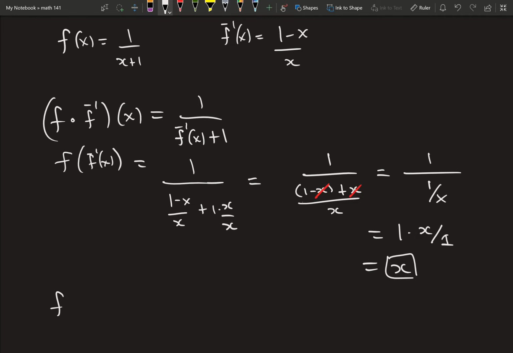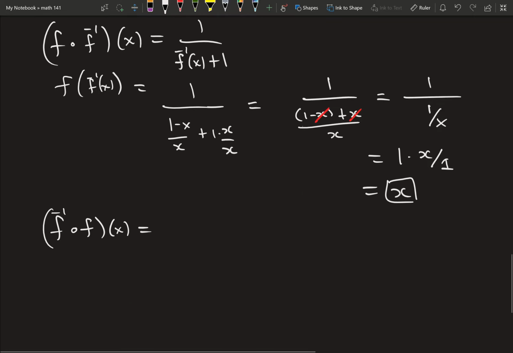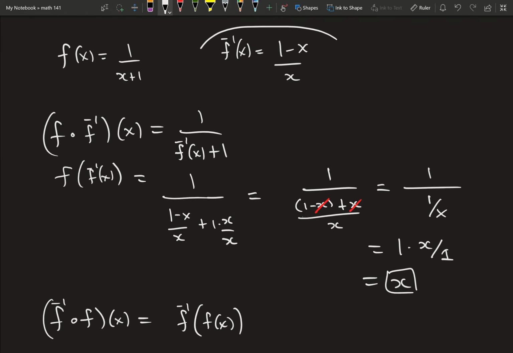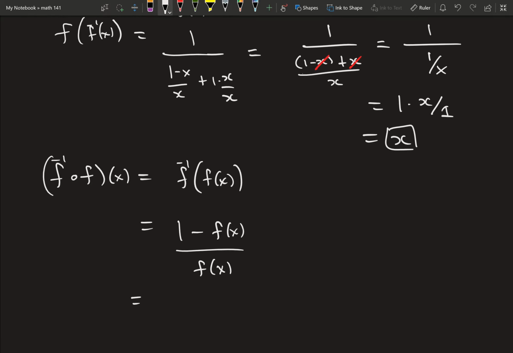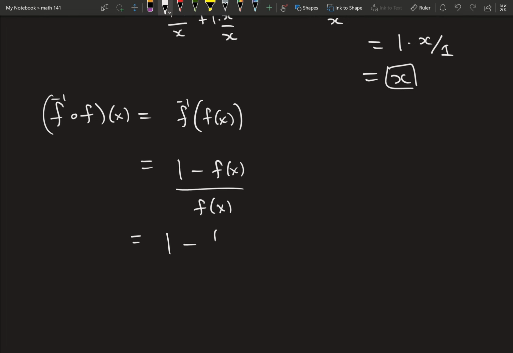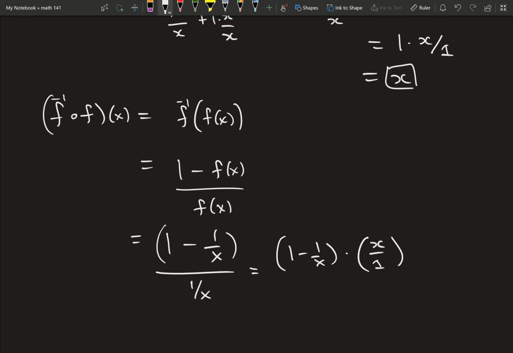Let's go the other way. We also want to show that f inverse of f of x is equal to x. Well, what is this? This is f inverse of f of x, where f inverse was 1 minus x over x. So we're going to replace the x there with f of x. Okay, what do we get here? We have 1 minus f of x. This is 1 over x. Well, let's go ahead and do the division here. 1 minus 1 over x times, right, the numerator times the reciprocal of the denominator, or the flip of the denominator. Let's distribute that. What do we get here?